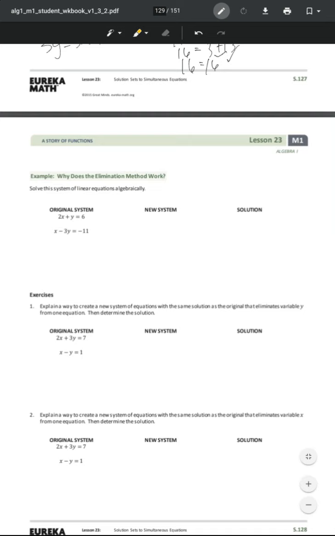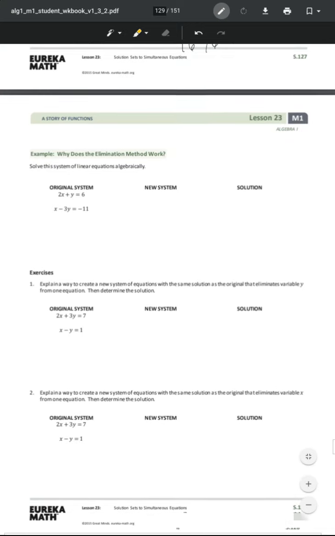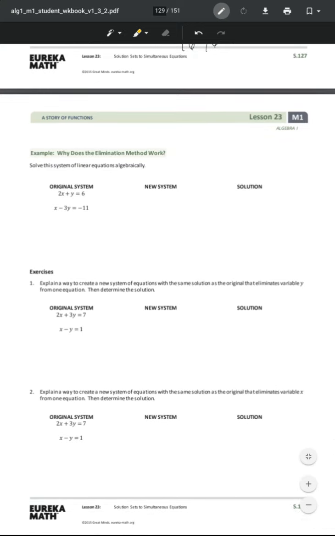So when we eliminate, we need to be able to cancel one of our variables. So I want to cancel the x. My first equation has 2x and my second equation has just x. So I can multiply this second equation by negative 2. And when I multiply by negative 2, that's going to give me a negative 2x at the beginning.